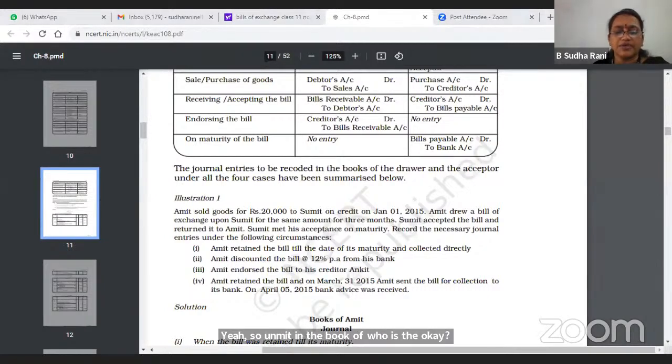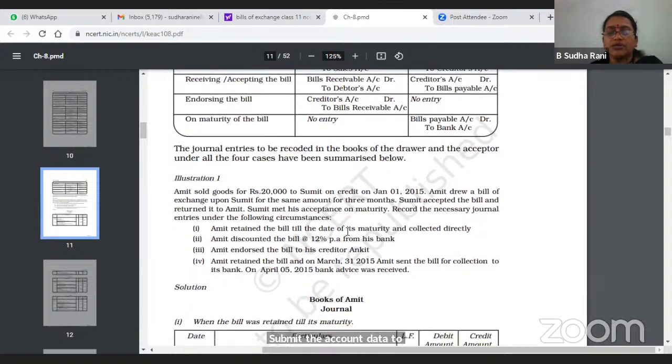On which day has the bill been drawn? On 1st Jan 2015. So in the Amit books, you should write Sumit account debit to sales. Okay, Sumit account debit to sales.